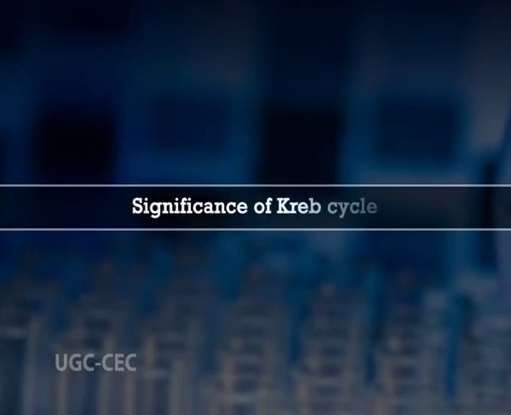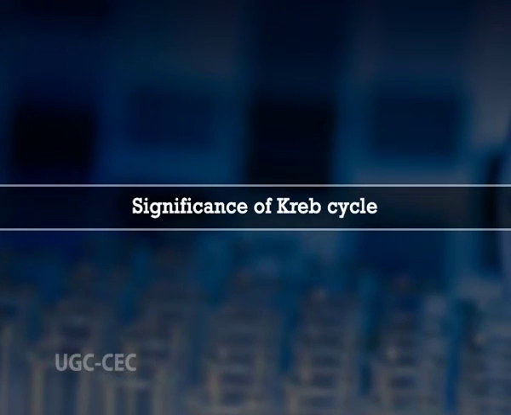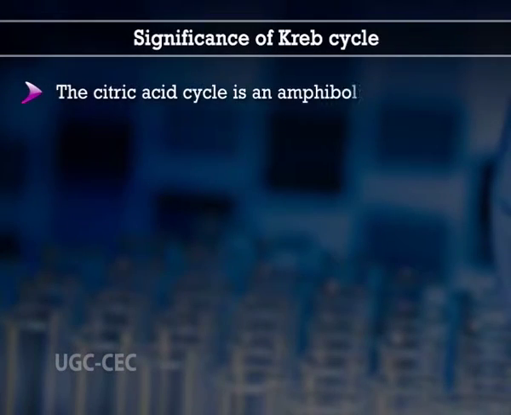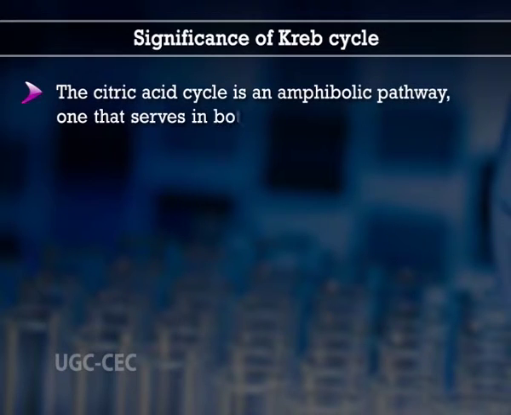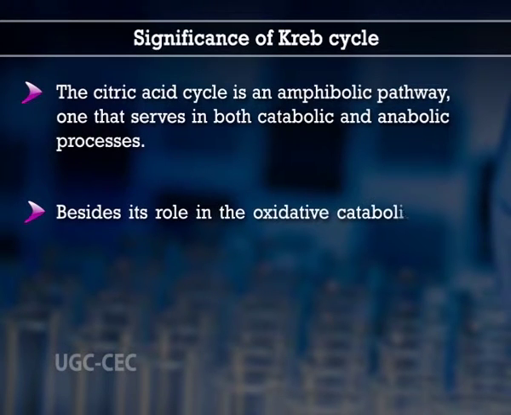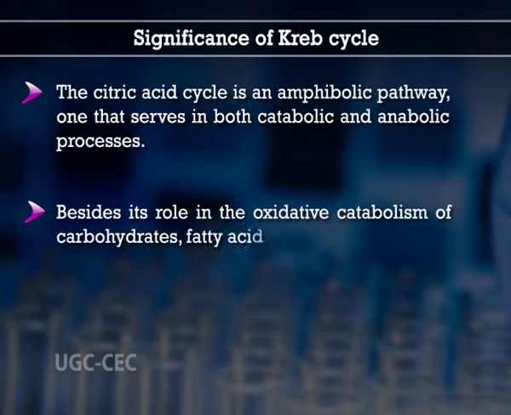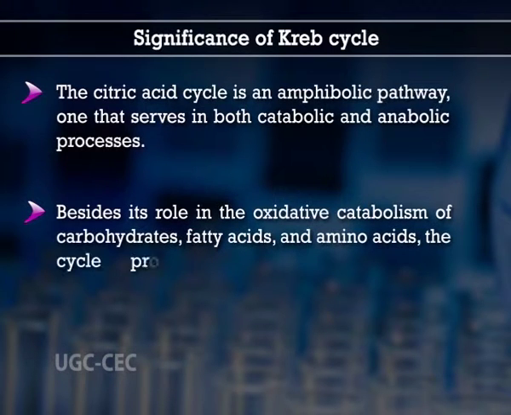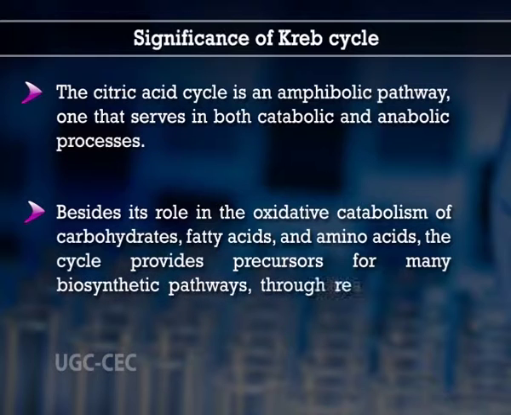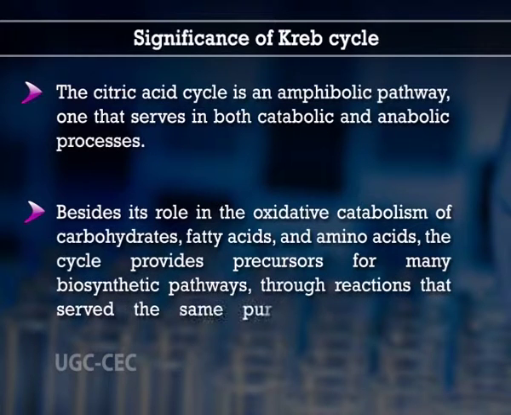Now let us come to significance of Krebs cycle. The citric acid cycle is an amphibolic pathway, one that serves in both catabolic and anabolic processes. Besides its role in the oxidative catabolism of carbohydrates, fatty acids and amino acids, the cycle provides precursors for many biosynthetic pathways through reactions that serve the same purpose in anaerobic ancestors.